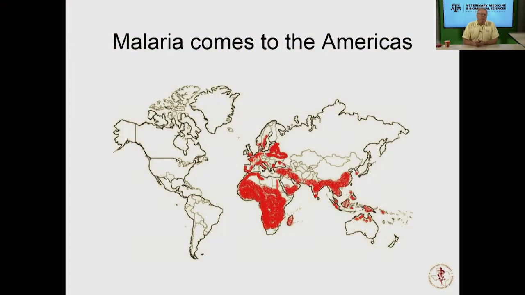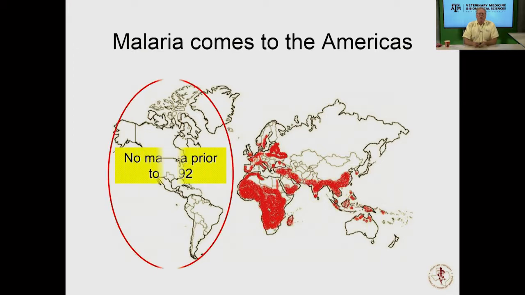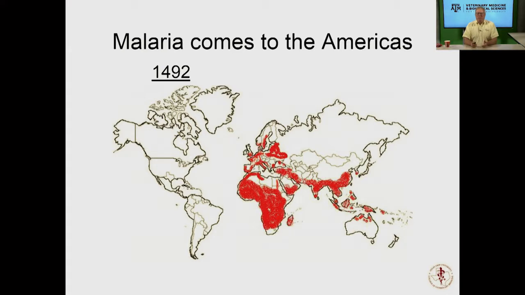So malaria, we said, was in Africa, and it spread throughout Africa and then throughout Europe and Asia with the migration of people. And that's what we have here. The map in the red is where malaria is located. It was in Europe. We're looking at about the year 1490 right now. To the left-hand side, North and South America, there was no malaria prior to 1492. So what happened in 1492? Correct. In 1492, Columbus sailed the ocean blue.